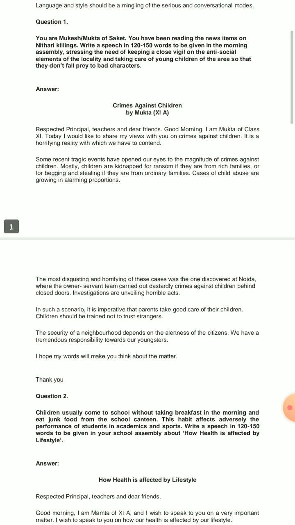Now you have to start the introduction very carefully. You have to write at the very beginning: respected principal, teachers, and dear friends, because you are standing on the podium and delivering a speech related to keeping a close vigil, a close watch, on the growing antisocial elements in the locality. So that is the main topic of the speech. So this is your introductory line.